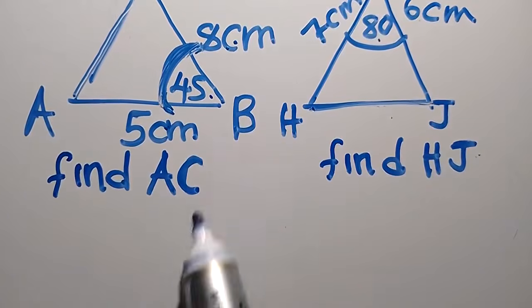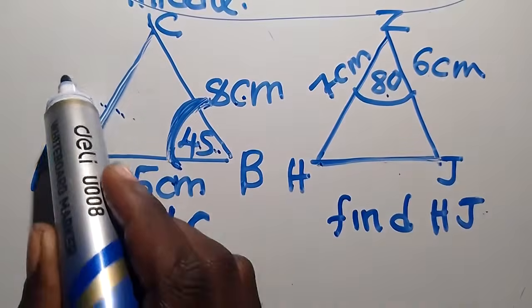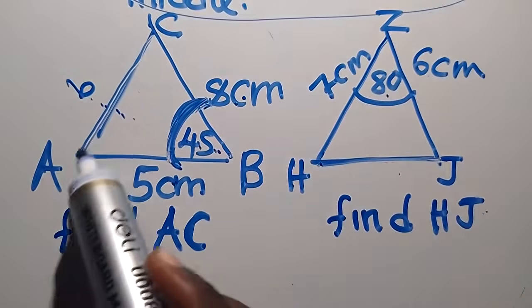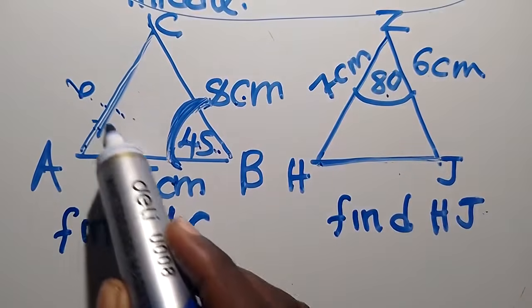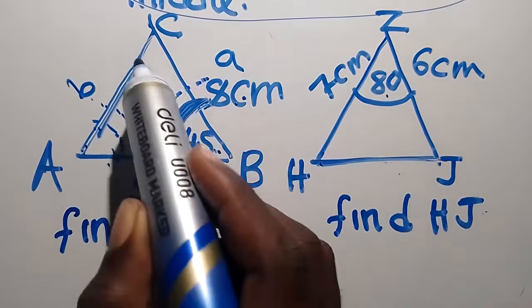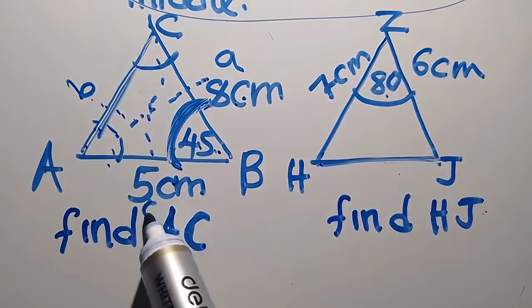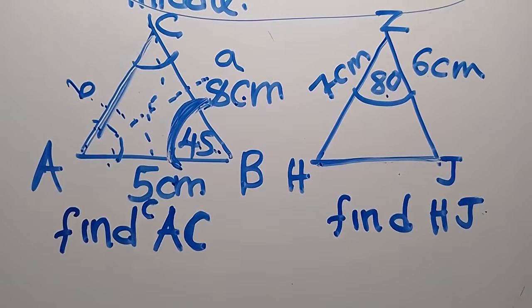So you say, okay, have you seen this? This is facing this side, where we've got small letter b. This is A, facing this side, where we've got small letter a. This is angle C here, facing this side, where we've got small letter c. This is what you need to get and understand. I want you to picture this and understand.